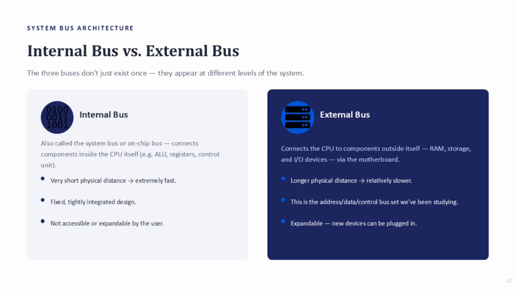That's exactly what this slide is emphasizing. So don't confuse the internal bus with the three buses we have been discussing throughout this lesson. Think of it this way. The internal bus helps the CPU communicate within itself. The external bus helps the CPU communicate with the rest of the computer. Both are essential, but they operate at different levels of the system.